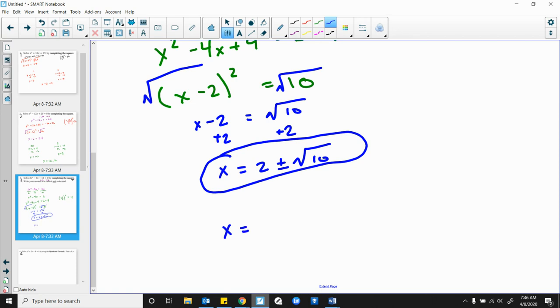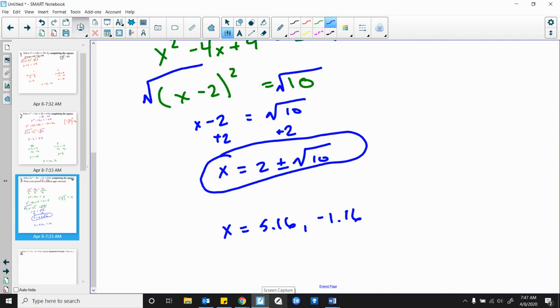So we go to our calculator here. We go 2 plus the square root of 10. I get 5.16. Or I do 2 minus the square root of 10. And I get negative 1.16. Okay. So those are my 2 answers for number 3.